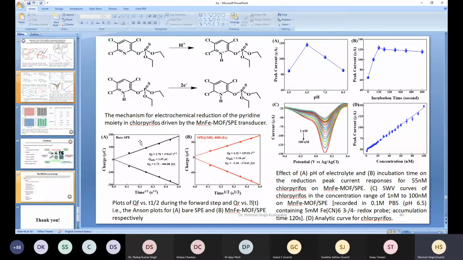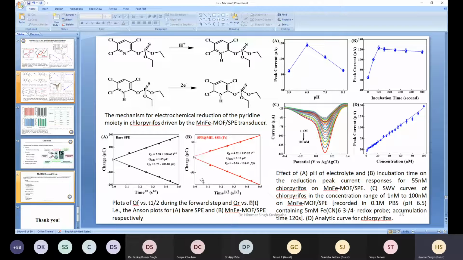And this left curve is used to analyze the mechanism behind this sensing. This is mainly the curve generated by the chronocoulometry experiments, where we mainly evaluate the generated charge with respect to time. As the absorbance increases over the surface, the charge will also increase.